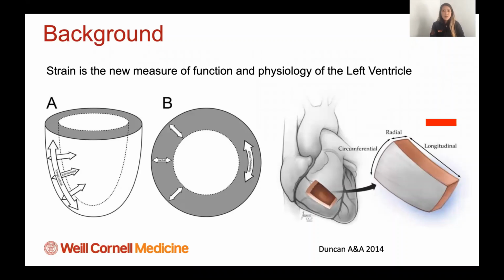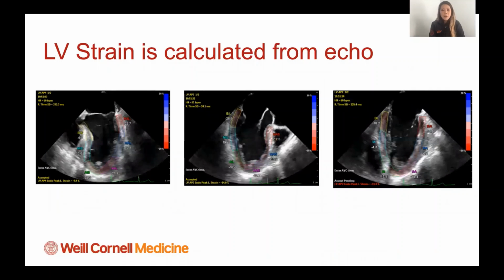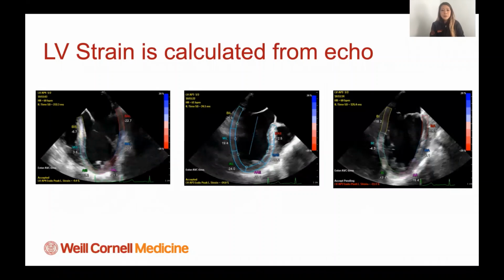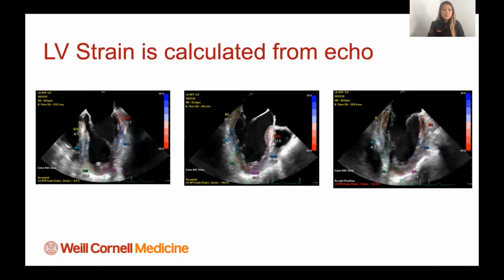In terms of background, we will be using strain, which is a new measure of function and physiology of the left ventricle and has been shown to be prognostically significant independent of the left ventricular ejection fraction. This is an example of how to calculate strain from intraoperative TEE, and it's an index of displacement looking at how the speckles of myocardium change between systole and diastole.